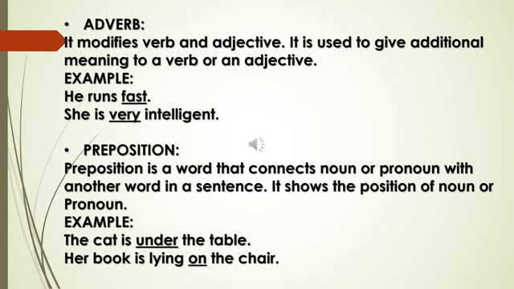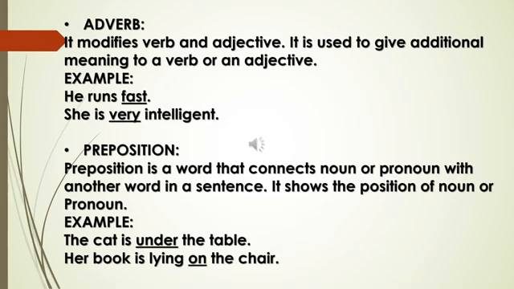Adverb. It modifies verb and adjective. Adverb is a word that modifies verb and adjective. It is used to give additional meaning to a verb or an adjective. For example, he runs fast. Fast modifies here verb. That's why it is adverb. She is very intelligent. Very modifies here adjective. That is intelligent. That's why it is adverb. Fast and very, these are adverbs.